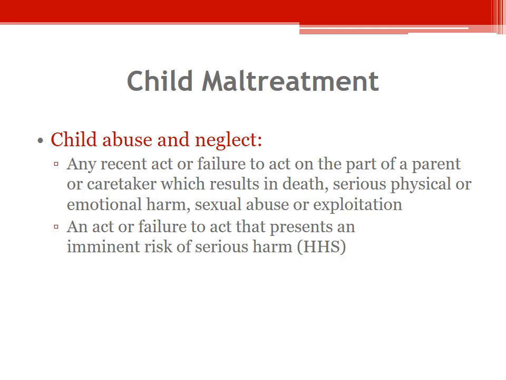So the Department of Health and Human Services has a definition that covers both child abuse and neglect because the definition integrates both actions and also failures to act. In this case, child abuse and neglect is defined as any recent act or failure to act on the part of a parent or caretaker which results in death, serious physical or emotional harm, sexual abuse, or exploitation of a child. Interestingly enough, the definition also includes an act or failure to act that presents an imminent risk of serious harm, even in a situation where this serious harm has not been inflicted on the child yet, but they're being put in a dangerous situation.